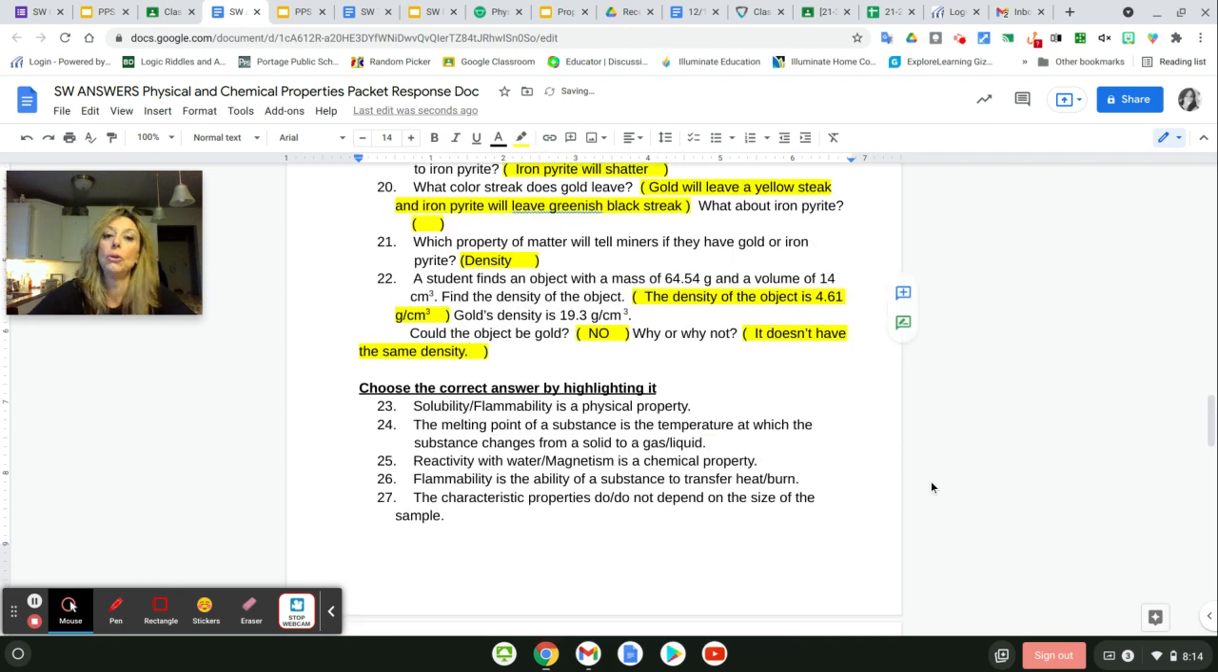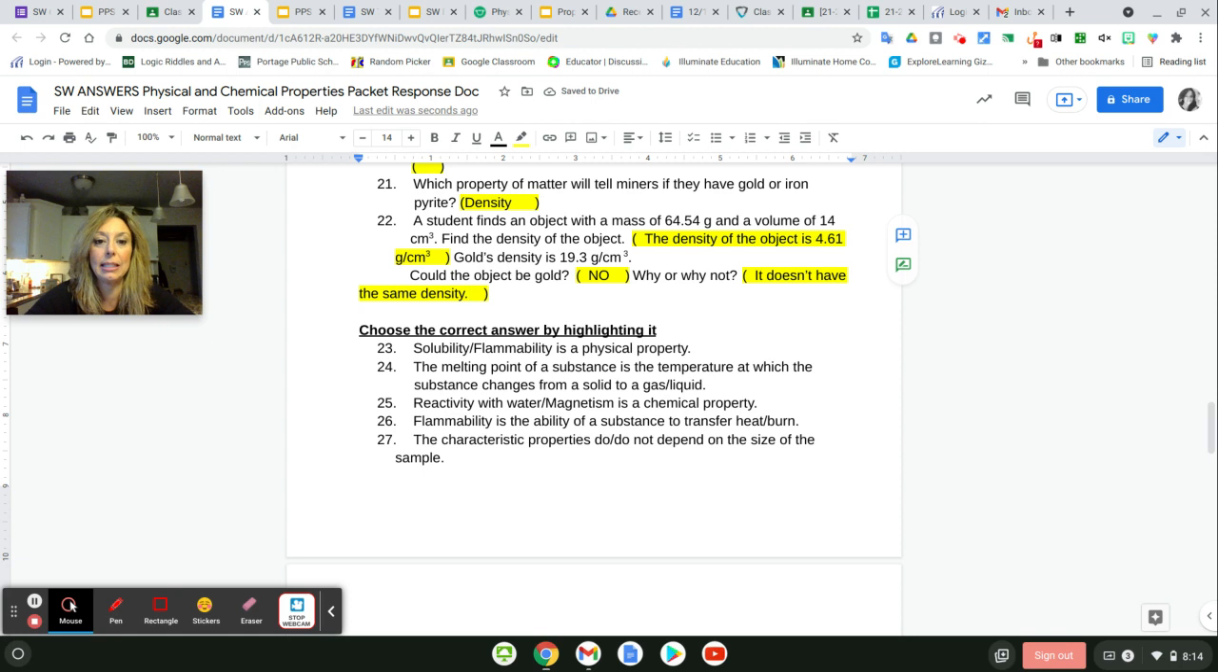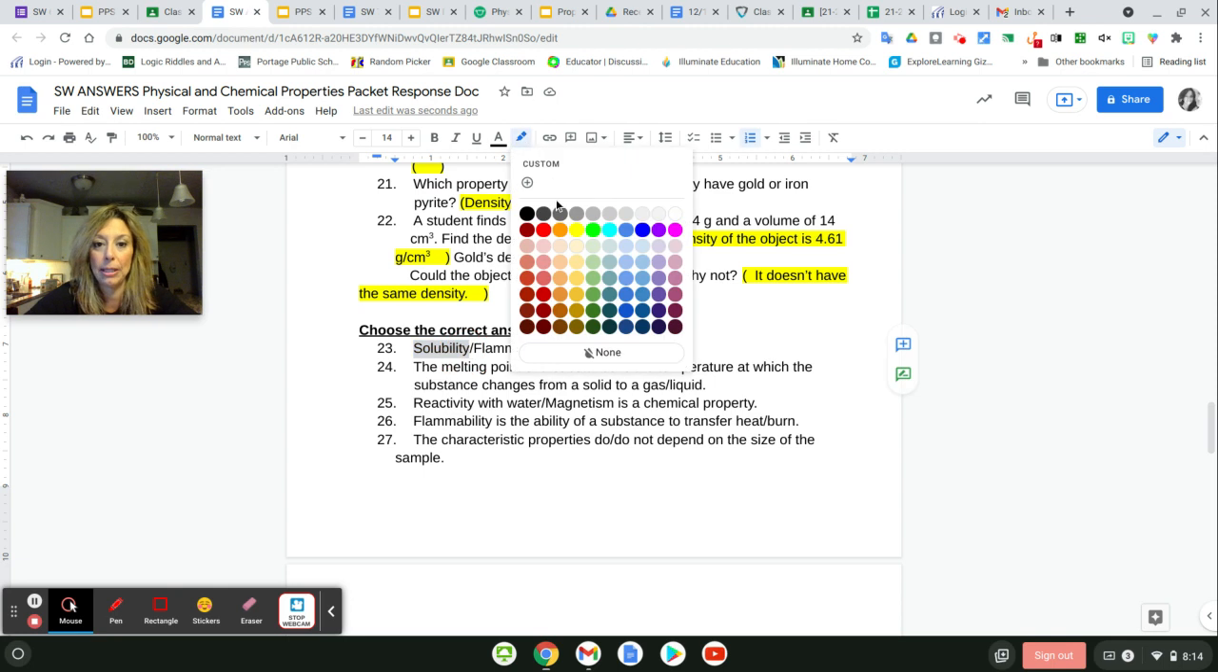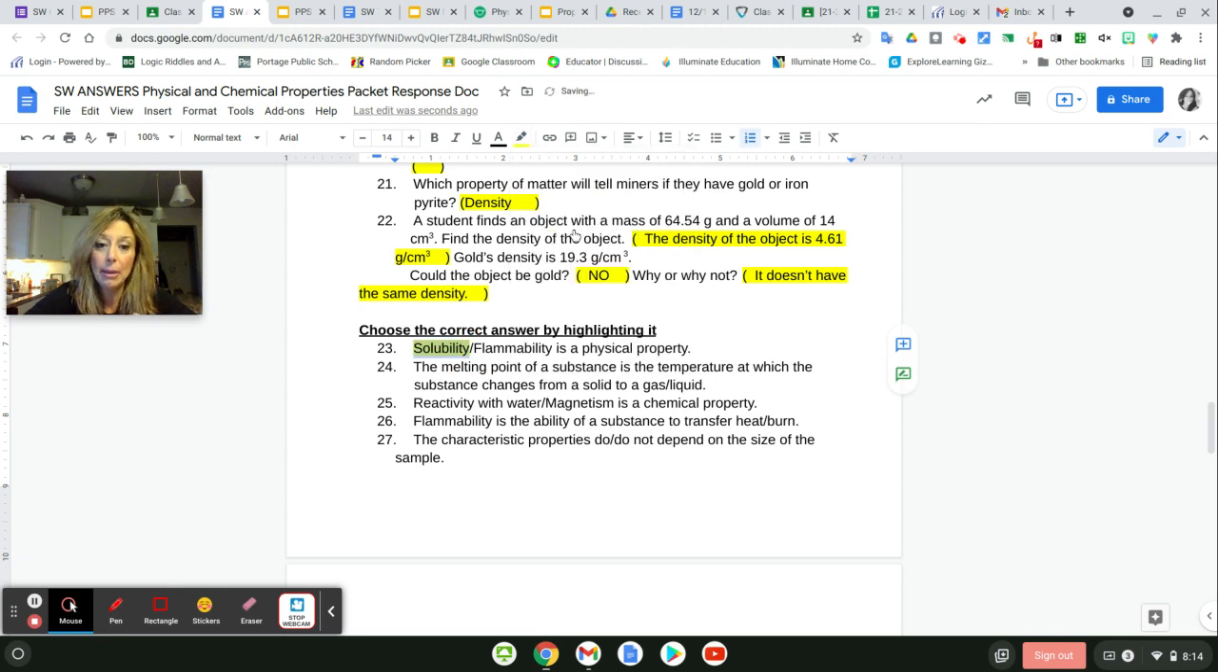All right, so choose the correct answer by highlighting it. Solubility or flammability is a physical property. Solubility is a physical property. The melting point of a substance is the temperature at which the substance changes from a solid to a gas or a solid to a liquid.